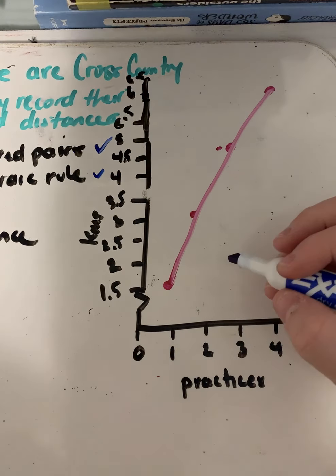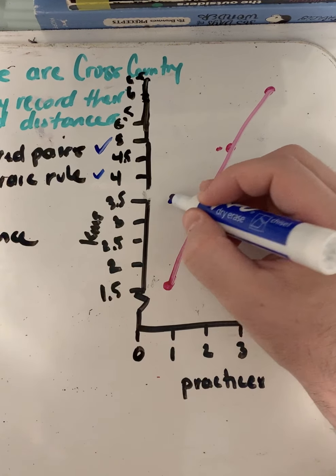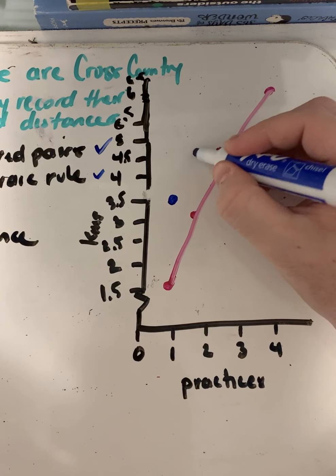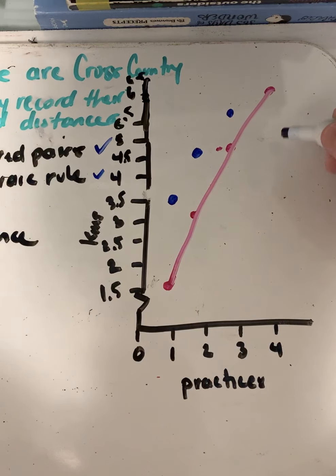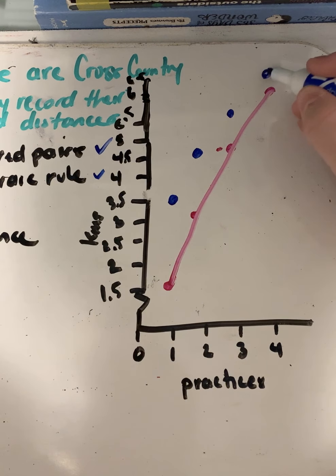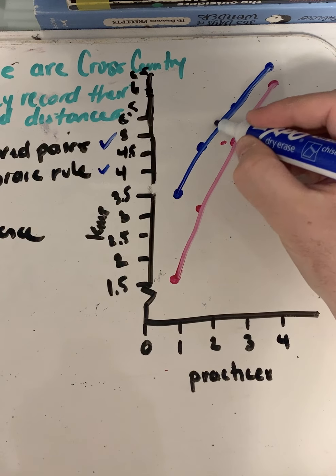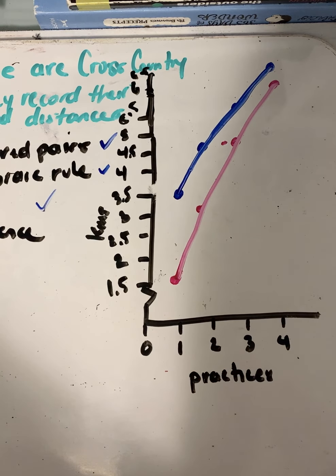And let's do Joe's now. Joe is 1 and 3.5, so Joe's all the way up here. 2 and 4.5. 3 and 5.5. And 4 and 6.5. And so Joe's is like this. So we've graphed them both. At what point will they catch up? That's kind of where we're looking at next.